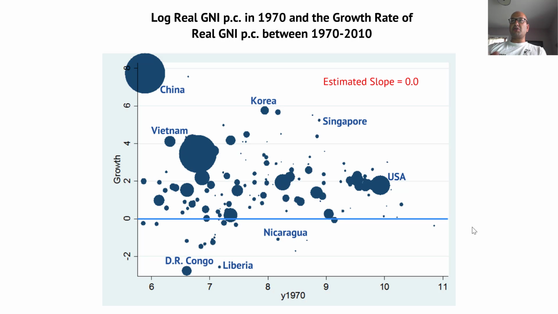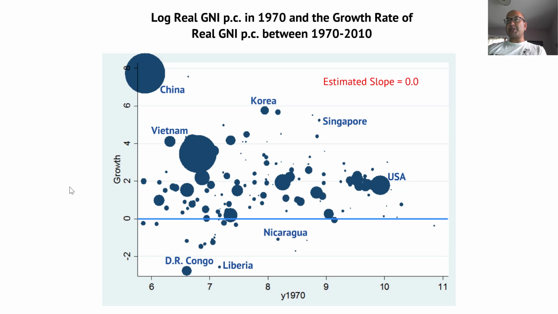So, unconditional convergence basically is if we look at countries, for example, based on their income in 1970, and we then do a scatter plot of their starting income in 1970 against their average annualized growth rates in real GNI per capita between 1970 and 2010, so that 40-year period, what we observe here is basically zero relationship. There's not a positive slope, there's not a negative slope. Basically, it doesn't look like poor countries are catching up to rich countries.